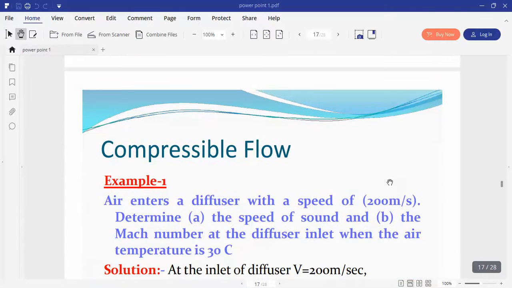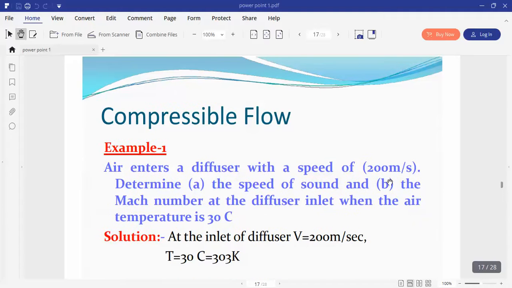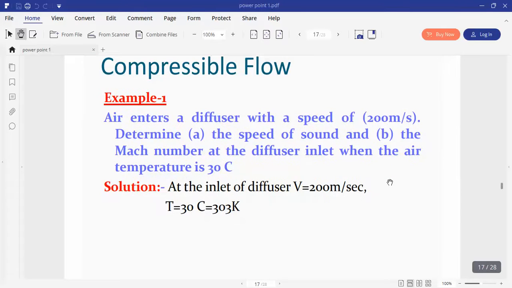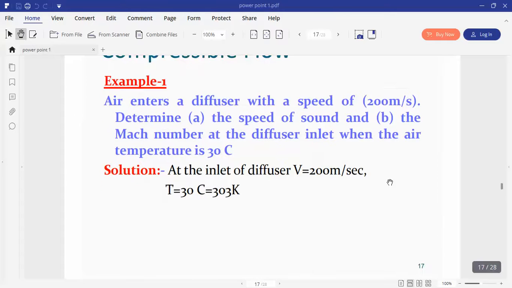Example 1. Air enters a diffuser with a speed of 200 meters per second. Determine A, the speed of the sound, and B, the Mach number at the diffuser inlet when the air temperature is 30 degrees centigrade. Solution. At the inlet of the diffuser, V equals 200 meters per second, T equals 30 centigrade or 303 Kelvin.